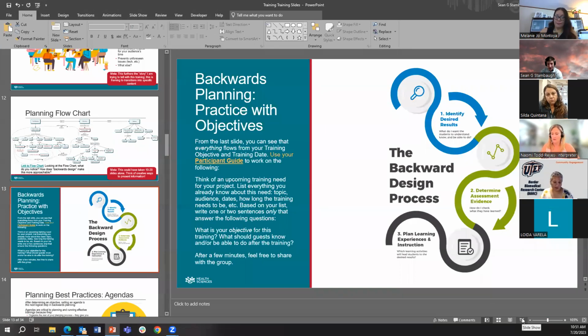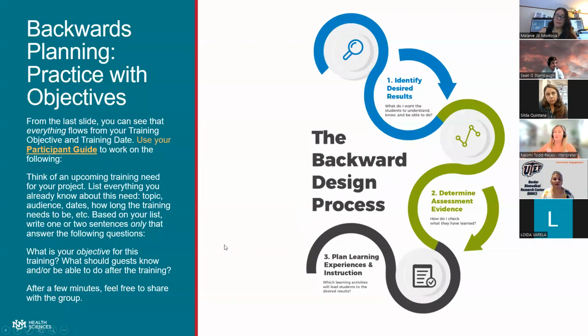So let's jump back to our slides again. And you can see that we've begun the first step of the backwards planning process. You figured out what your training will be about and what you want your audience to know and to be able to do by the end of the training.